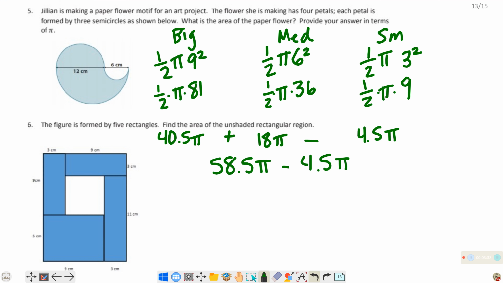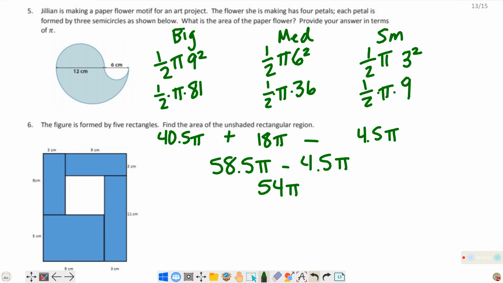Remember, those pi's just go along until the end. They just stick with it. 58.5 minus 4.5. The halves are going to add to 0, and then the 8 minus 4 gives us a 4. So we should say 54 pi.